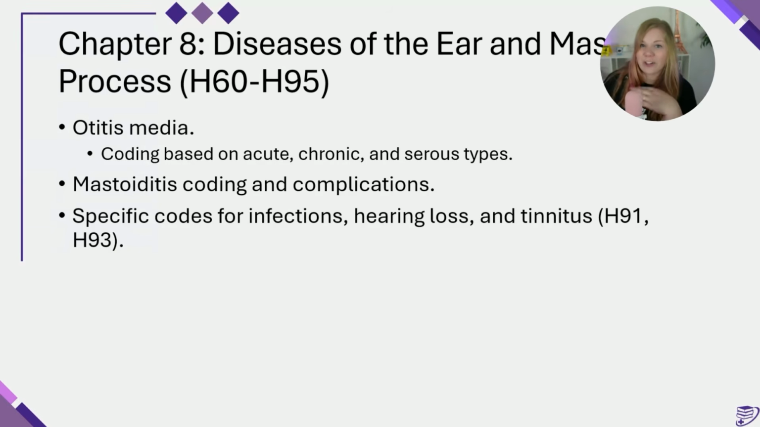Additionally, hearing loss and tinnitus, so our H91, H93, are important in this chapter. So H93.11 is for tinnitus in the right ear. And keep in mind that the level of detail of documentation is really what's going to guide you to the most specific code. We have unspecified codes, but really in most provider documentation, if a patient's having a problem in their right or left ear, they should be documenting if it is the right or the left ear.